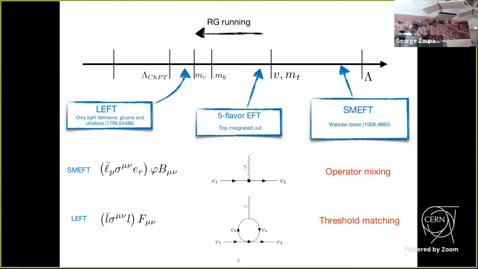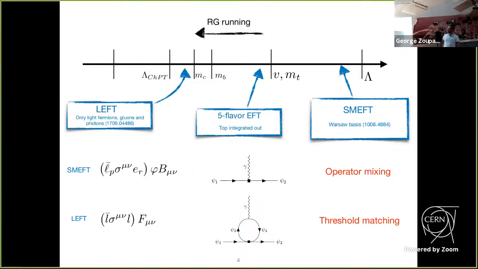If we start at very high scales above the electroweak, we have the so-called SMEFT, where all the degrees of freedom in the standard model are light, and the famous Warsaw basis, which contains, I think, more than 2,000 operators, is the one describing the standard model effective theory.